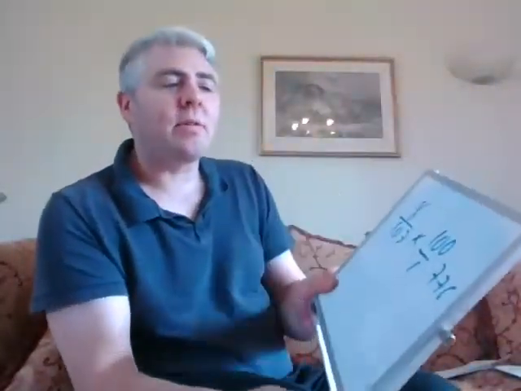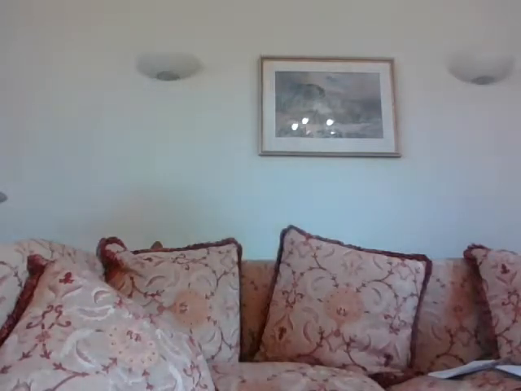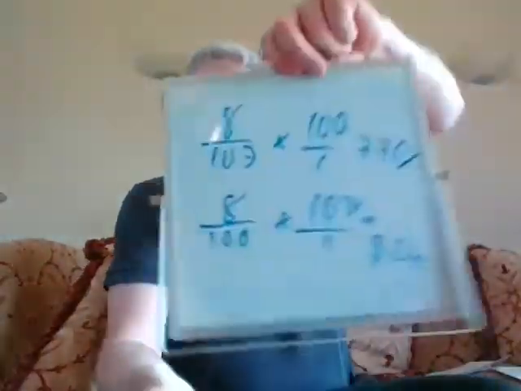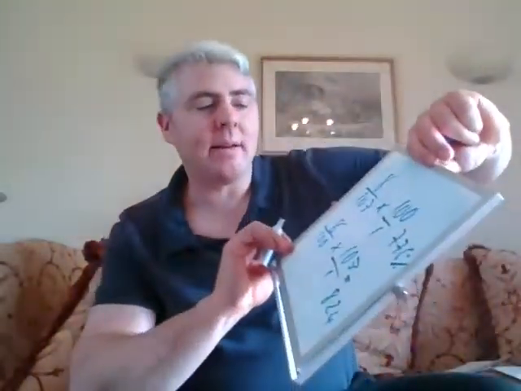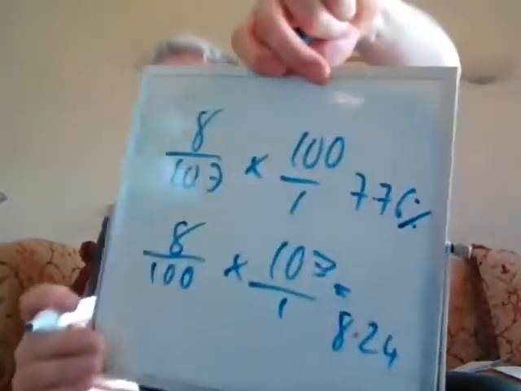So if it's out of, the answer will end in percent. 8 out of 103 is 7.76%. But then 8% of 103 is 8.24. So the 8 out of 103 comes into a percentage answer, but 8% of 103 is 8.24. I just thought I'd show you that.